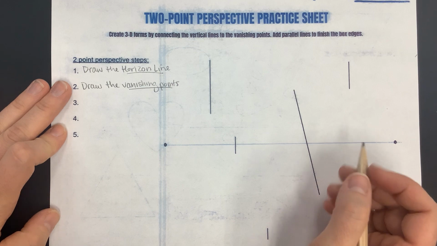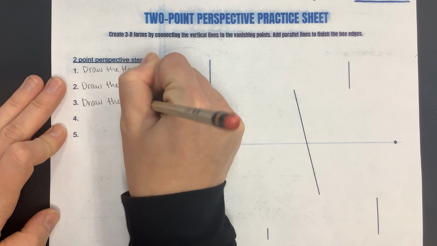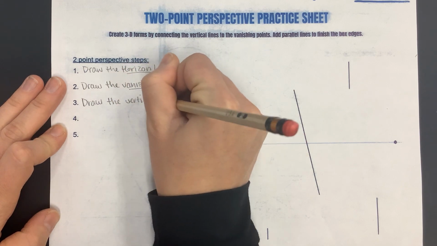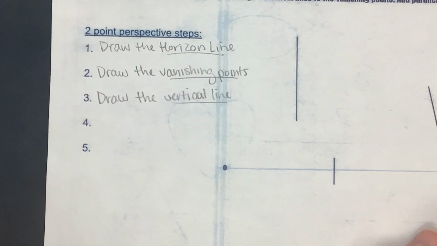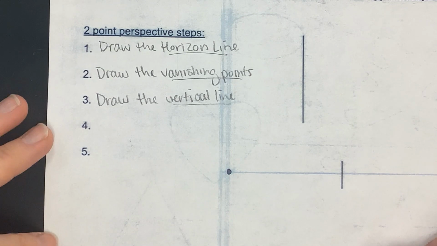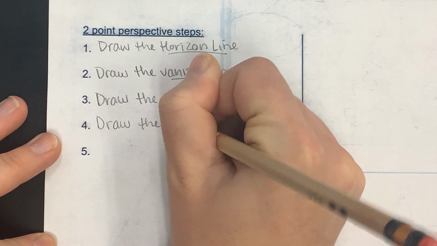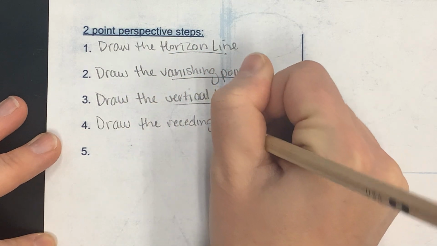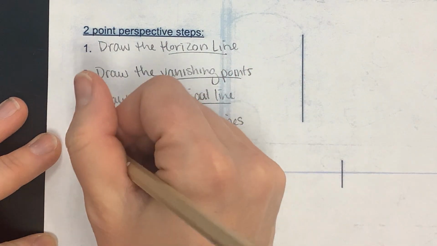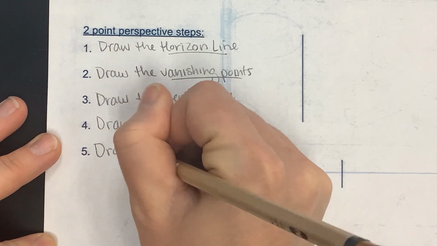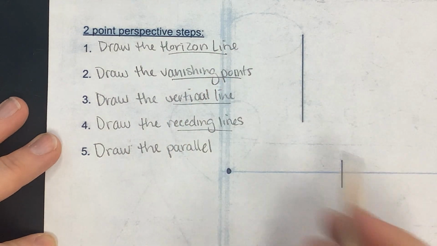The next step is to draw the vertical line. So you'll notice in step 3 it's no longer draw the shape, it's draw the vertical line. And then step 4 is pretty much the same, in the sense of you're going to draw the receding lines, which is also our vocabulary term, and you're going to draw the parallel lines. So that is the same, but they will look slightly different as we do our 2-point, okay?